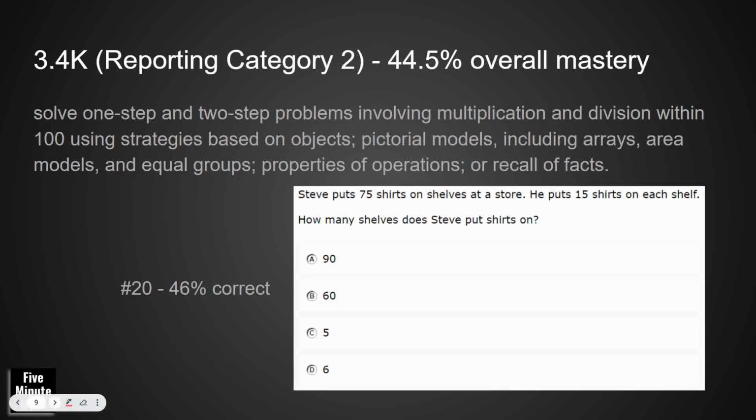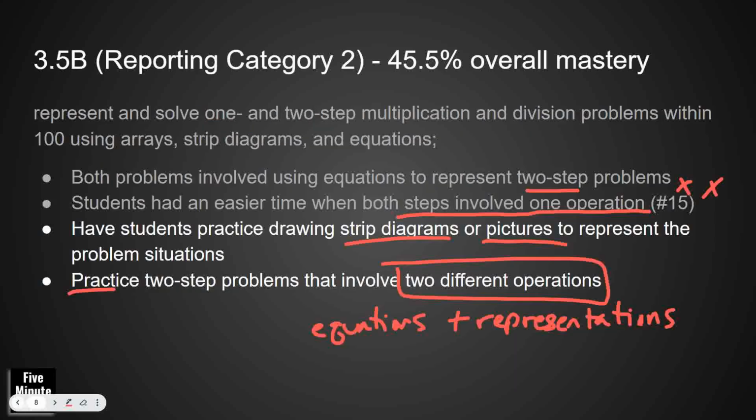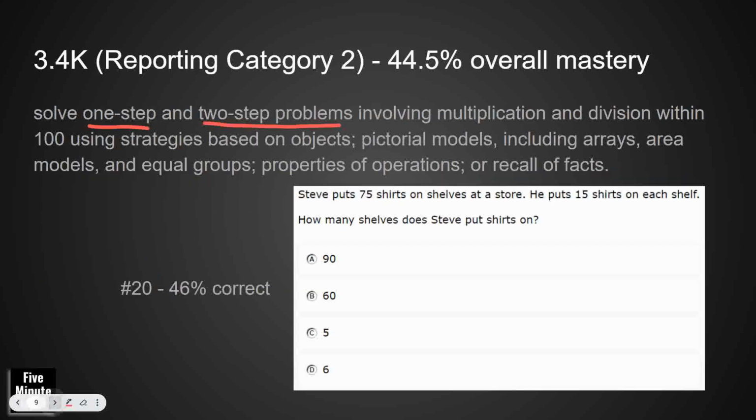So next, we're looking at 3.4K, foundation in category 2. We've got one and two step problems here again, but now we're needing to solve. So look at what we did here. We are solving one and two step problems. Look at the previous one. It looks very similar. We're representing. So obviously those are closely related standards, but they do slightly different things.